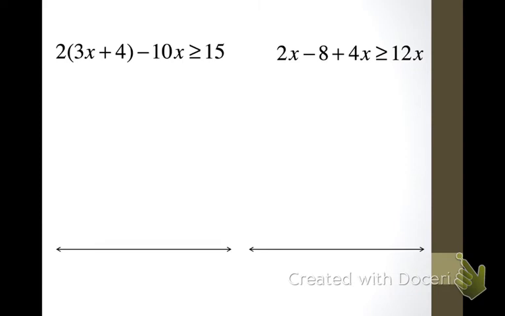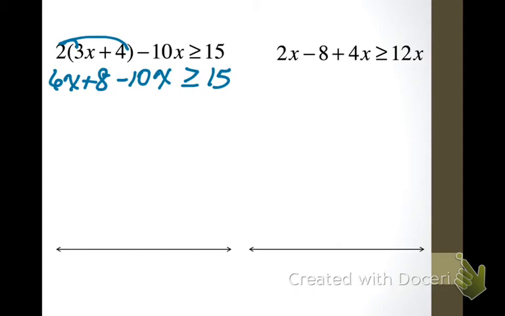All right, let's take a look at this one on the left. The first thing that we're going to do is distribute. And notice after we distribute that we have some like terms, 6x and negative 10x. And so I need to combine those like terms, and combine means add together. So 6x plus negative 10x is going to give me negative 4x. And then I'm going to bring down my plus 8 greater than or equal to 15.